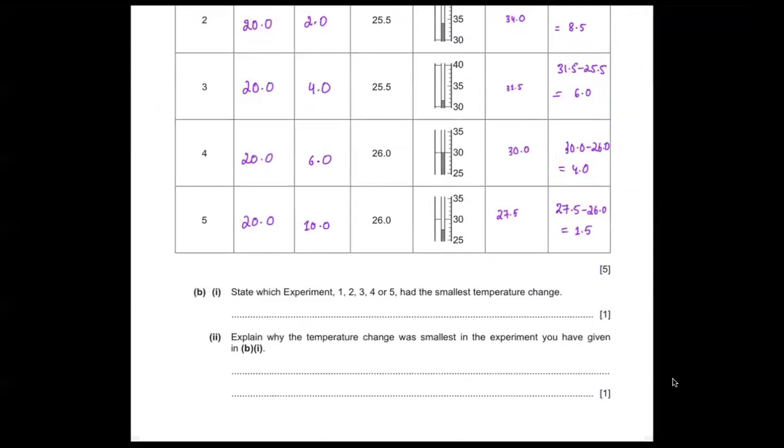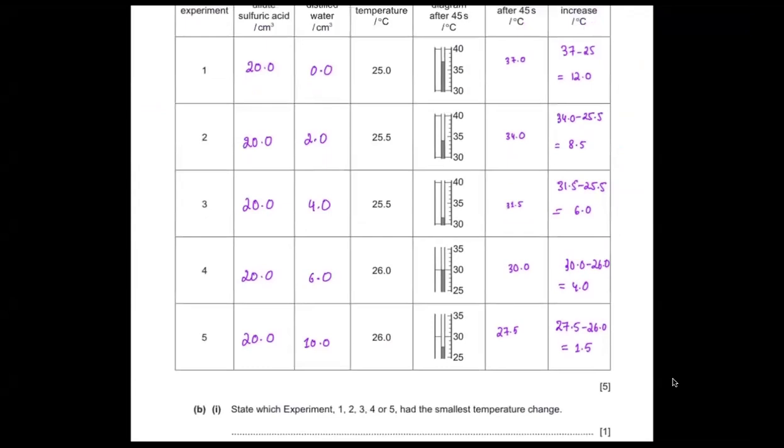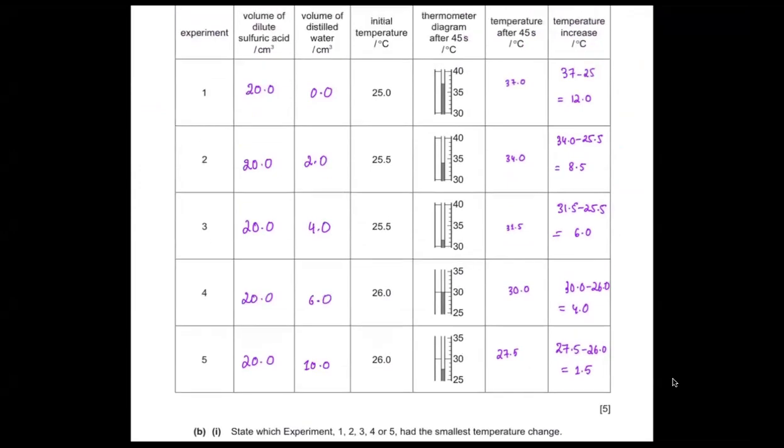Okay. So see, state which experiment 1, 2, 3, or 5 had the smallest temperature change. So the smallest temperature change is in experiment 5, right? Explain why the temperature change was the smallest in the experiment you have given in B1. So if you see in this experiment, we have 10 centimeter cube of water along with the 20 centimeter cube of sulfuric acid, right?